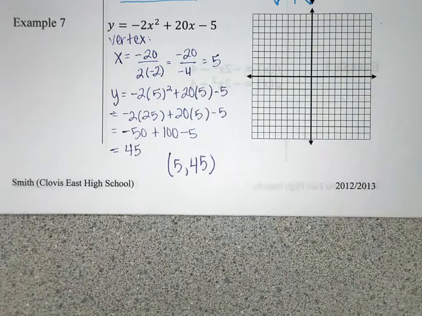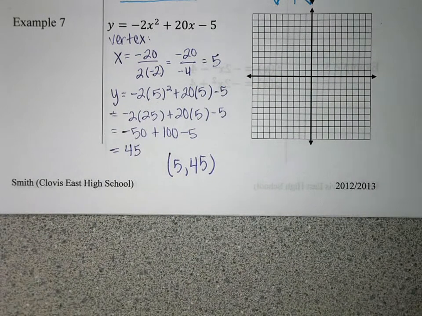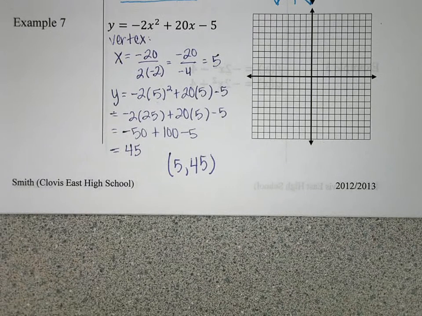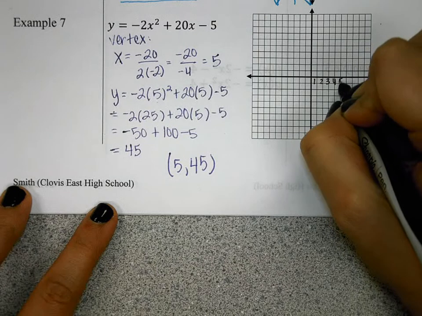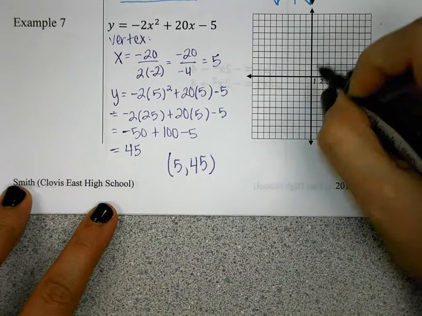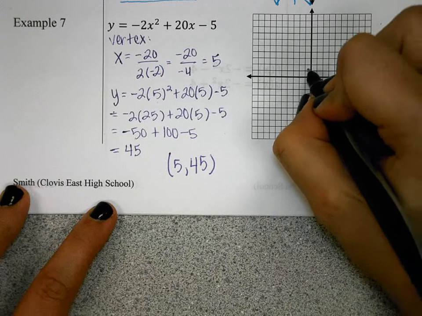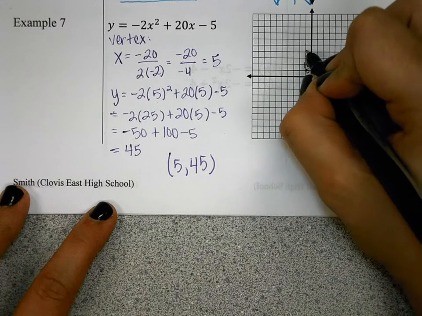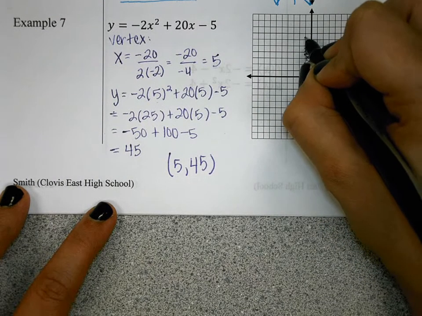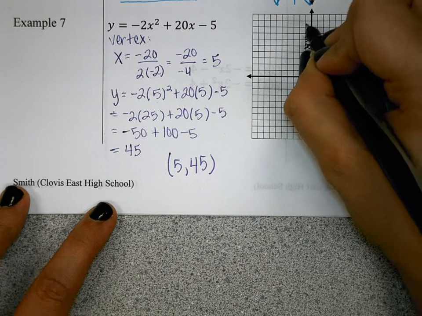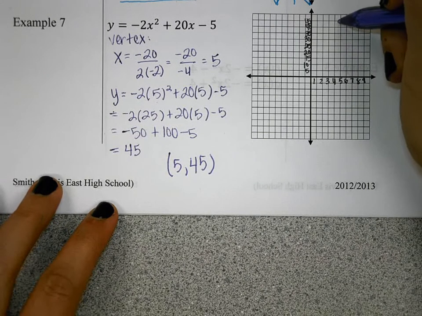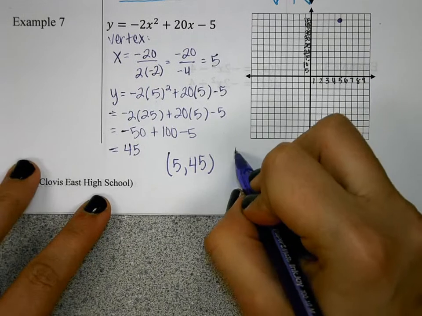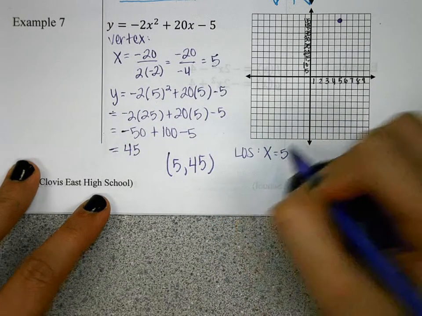So on my graph, I'm actually going to have to use a different scale than just one for each line. Along the x-axis, I'm still going to count by ones. But along the y-axis, I'm going to count by fives. So this is 5, 10, 15, 20, 25, 30, 35, 40, 45. So my vertex is at 5, 45, which here's 5, and 45 is all the way up here, which means my line of symmetry is at x equals 5. So I'm going to draw that.